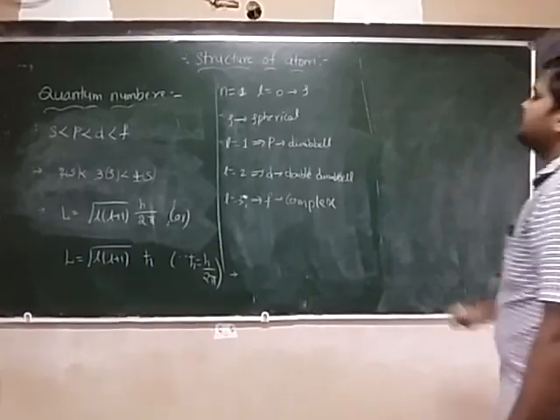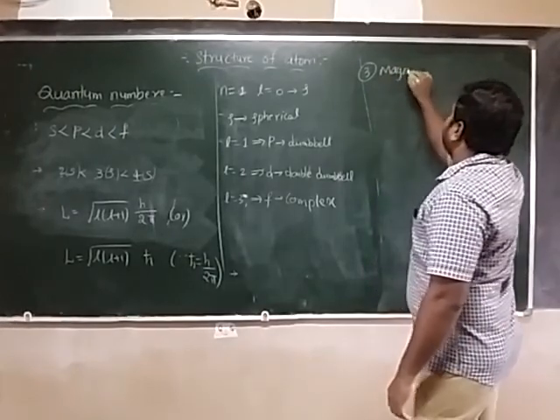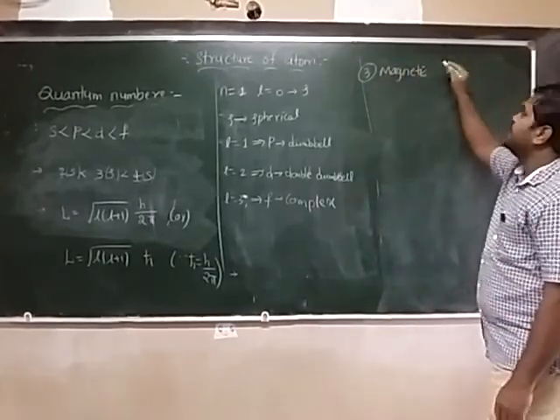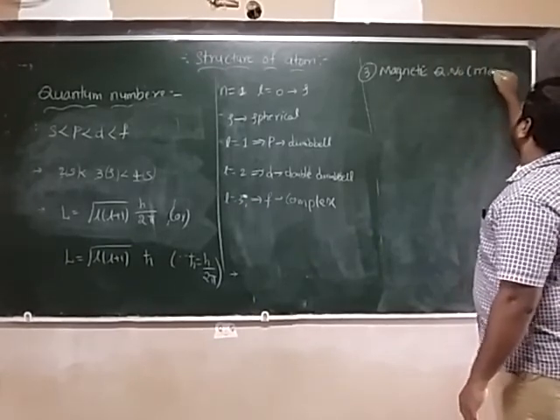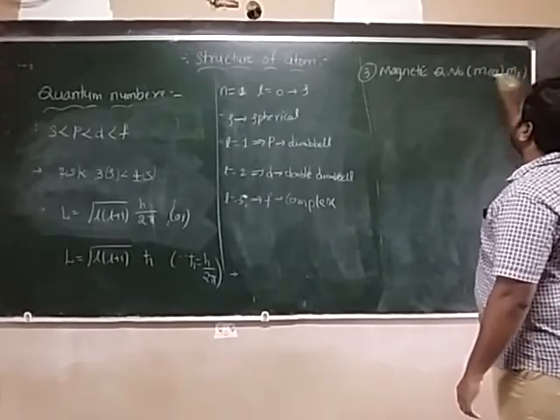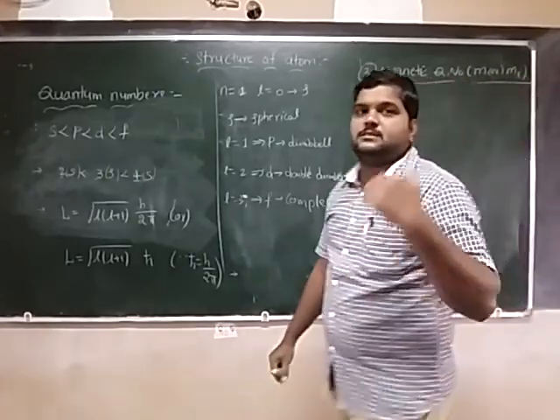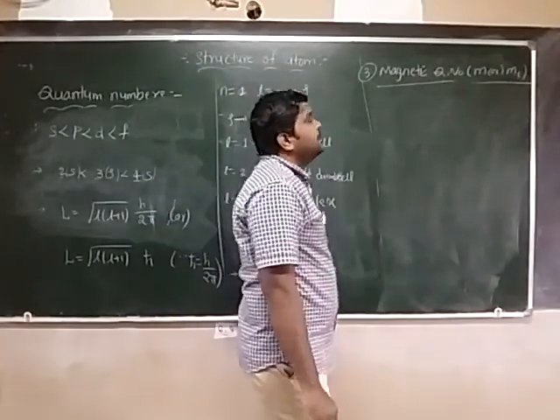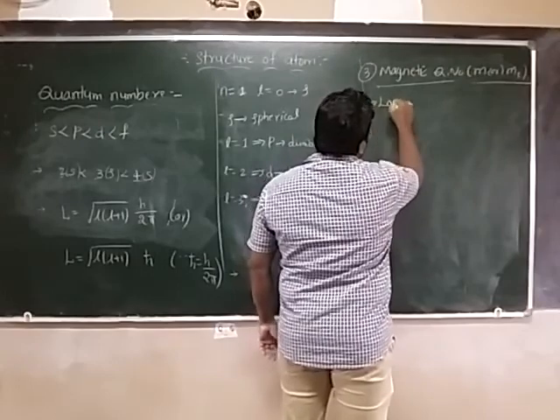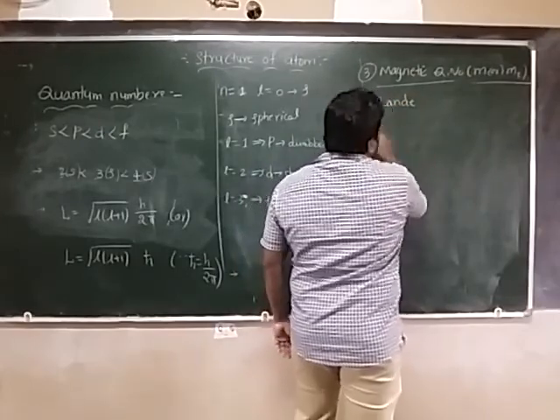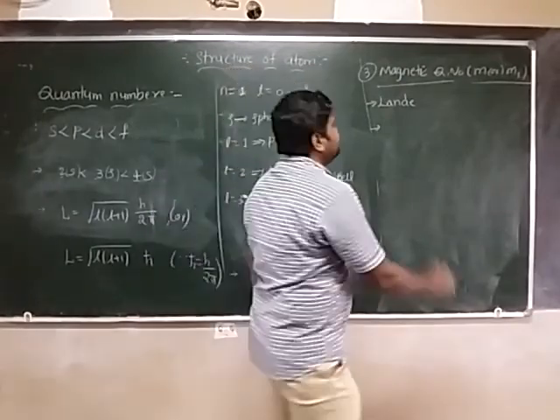Now we will see the third quantum number, that is the magnetic quantum number. The magnetic quantum number is indicated with a small m, or m l, because this magnetic quantum number value depends upon the l. Now we will see the magnetic quantum number. This was given by the scientist Landé. Landé has given the magnetic quantum number. So the magnetic quantum number explains the Zeeman effect.